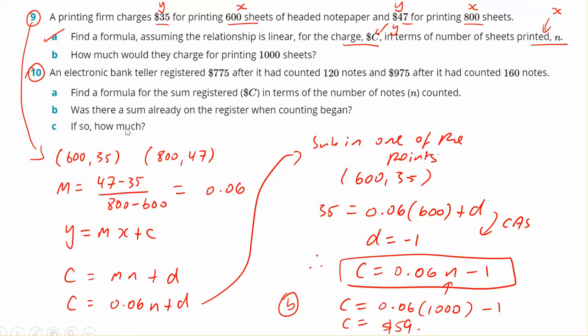If so, how much? Okay, so if there is a y-intercept of something other than 0, then you would have something before the counting began. But if not, then it'll be 0. So I'm assuming there'll be something there because otherwise they won't ask what they asked in part C. So I'll let you have a go at question 10 yourself. Let me know if you still need help.